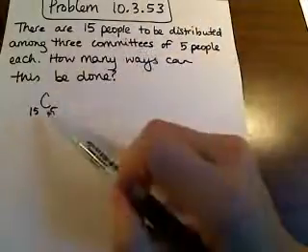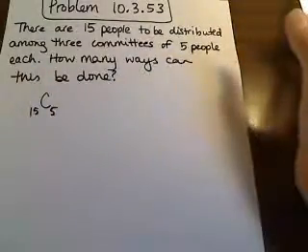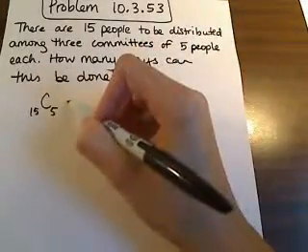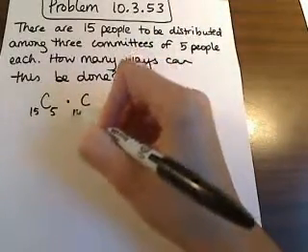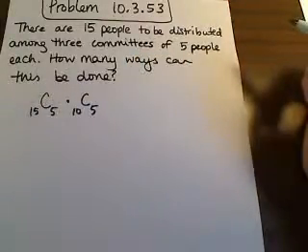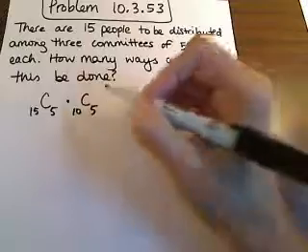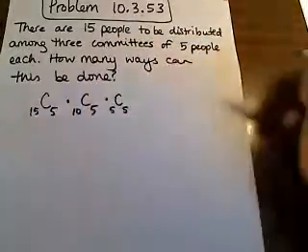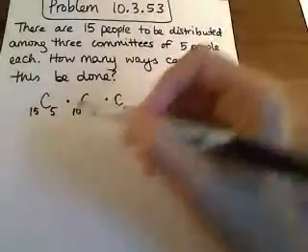Okay. Once I've done that, those 5 people are on a committee, and you now have 10 people left to choose from. You can take from those 10 people another 5 and assign them to a committee, and then you're down to 5 people, and you will assign those 5 people to one committee.